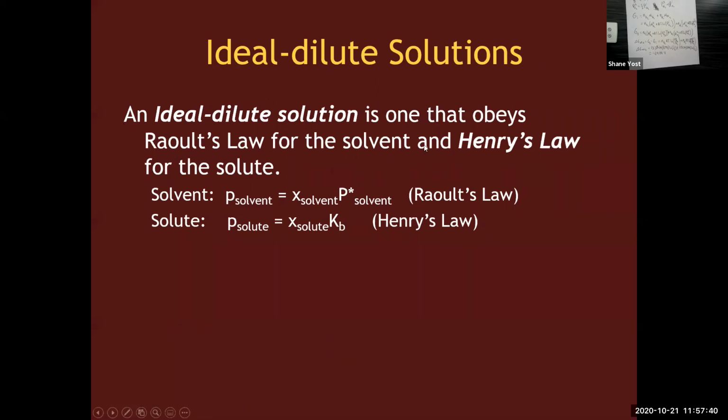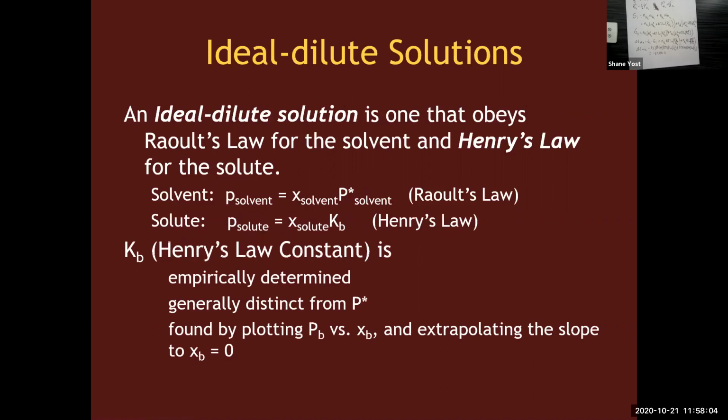An ideal dilute solution is defined as a solution where the solvent obeys Raoult's law and the solute obeys Henry's law. Henry's law is the exact same type of expression as Raoult's law, except instead of the vapor pressure of the pure liquid, it uses the Henry's law constant, which is an empirical number. It's often different than the pure vapor pressure of that species, and you often get it by extrapolating the plot of the pressure of, say, B versus its mole fraction as the mole fraction goes towards 0.